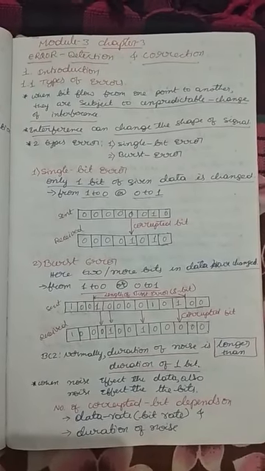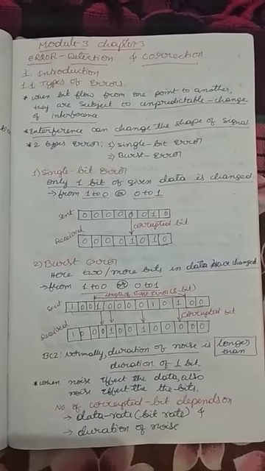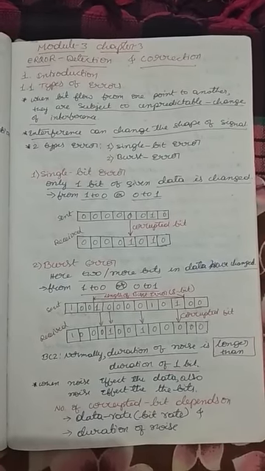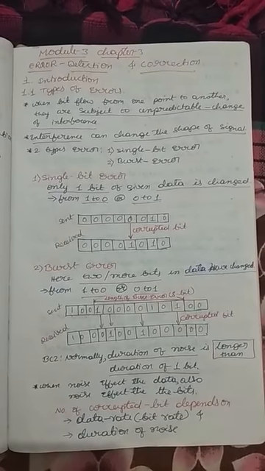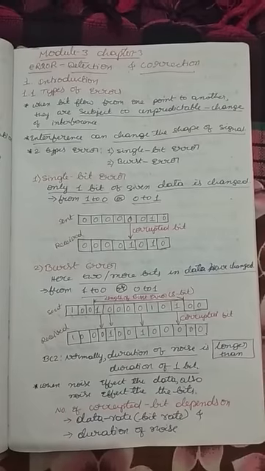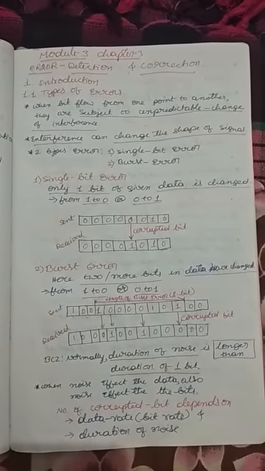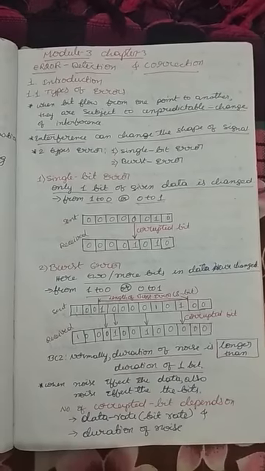Hi everyone. In this video I am going to explain chapter 3 of module 3. The chapter name is error detection and correction. Now we will discuss what is meant by error detection and correction. The topic is introduction to error detection and correction.